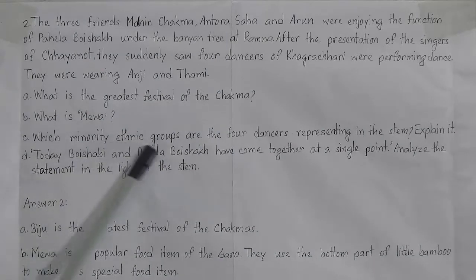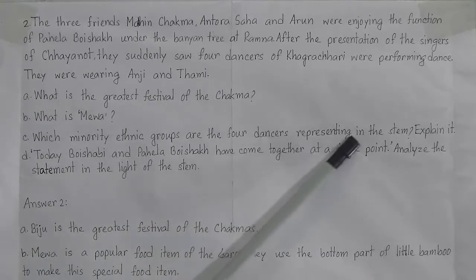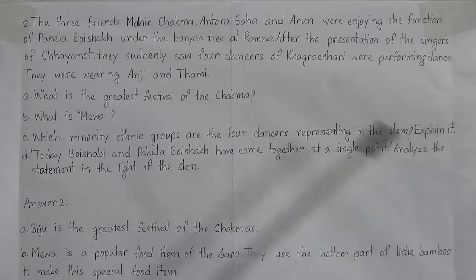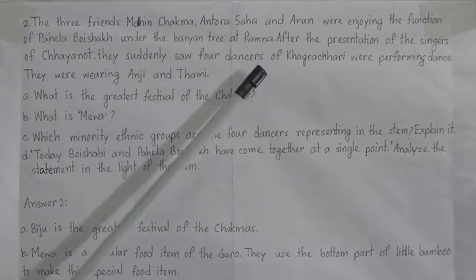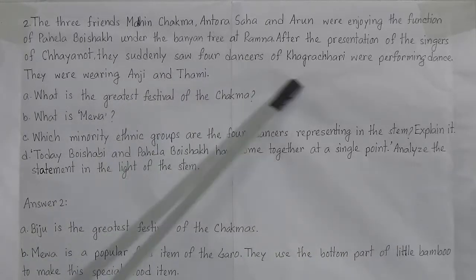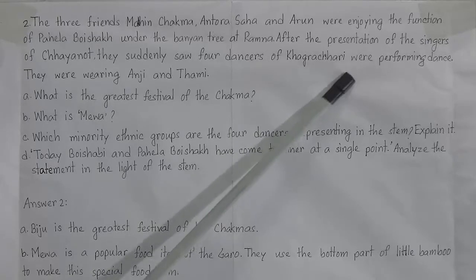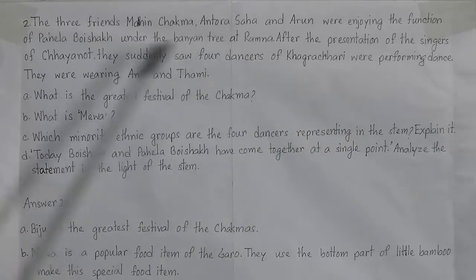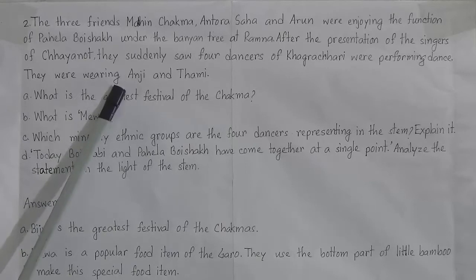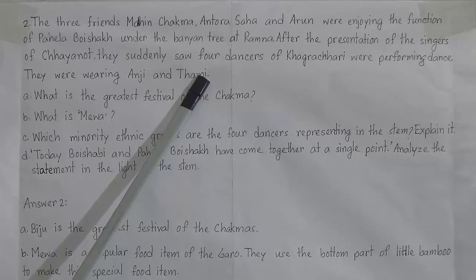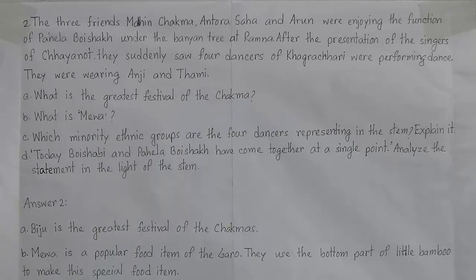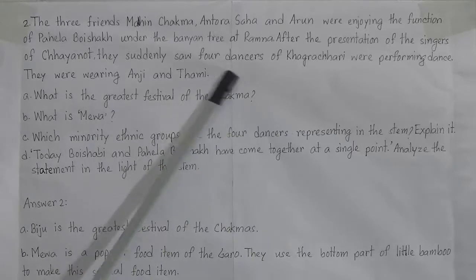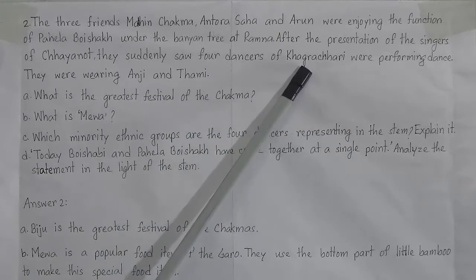Now number C. Which minority ethnic group are the four dancers representing in the stem? Explain it. Now look, the dancers live in Khagrachari and they are performing a dance, and they were wearing Anji and Thami, and Anji and Thami is the dress of Marma women. So that means these four dancers belong to the Marma ethnic group.